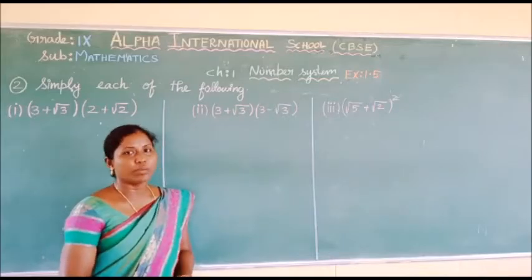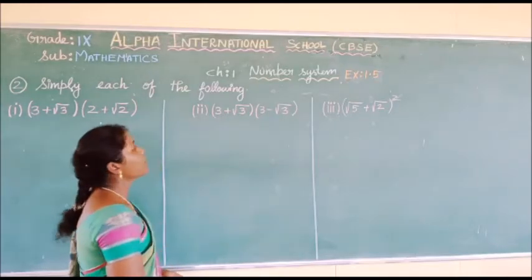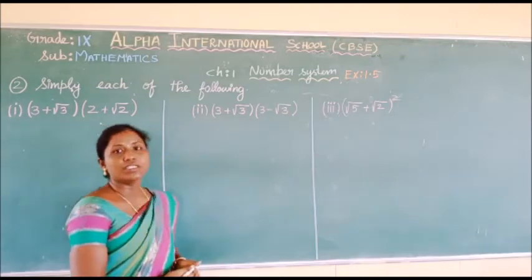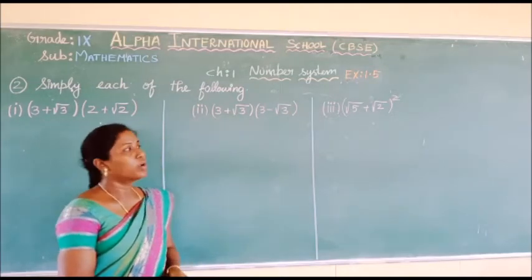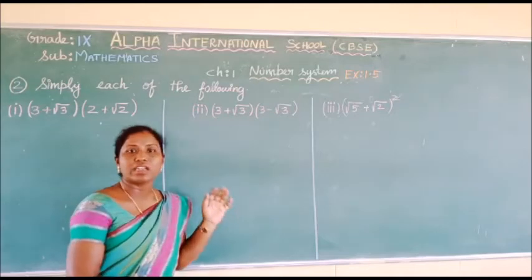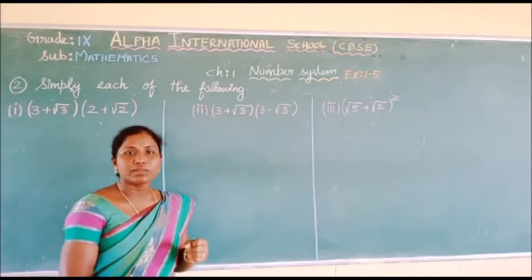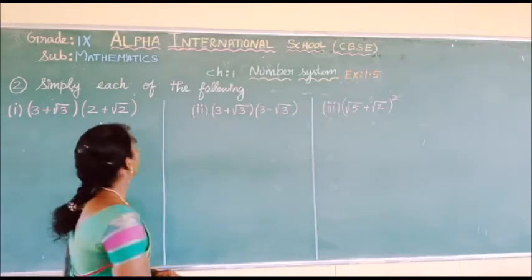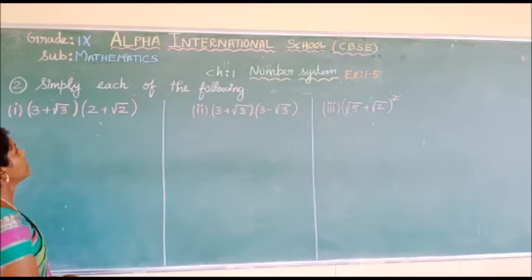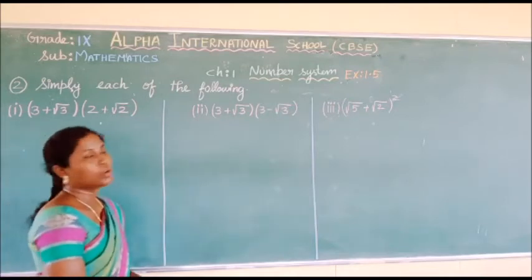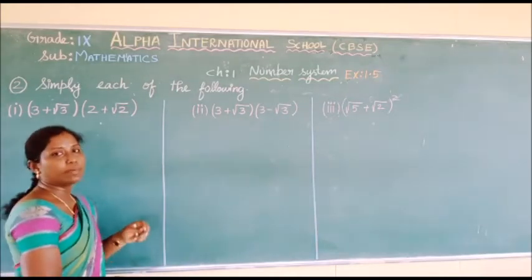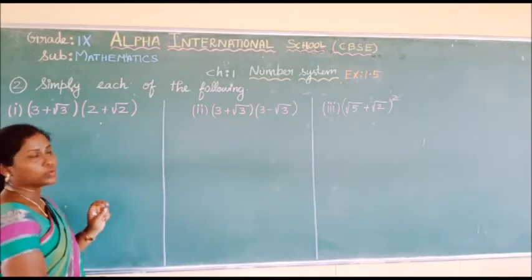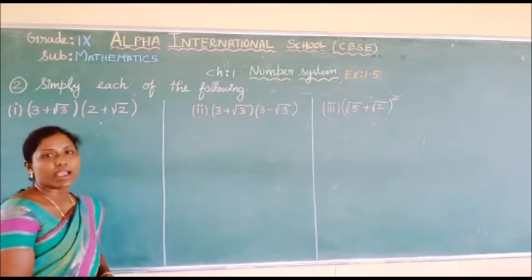Now let us solve the second problem. Simplify each of the following. Here they gave some expressions. We have to simplify these expressions, which are a combination of rational and irrational numbers, using identities and tell the answer. What is the first question? 3 plus root 3 into 2 plus root 2. What do we have to do here? We have to multiply 3 plus root 3 into 2 plus root 2 and simplify this.